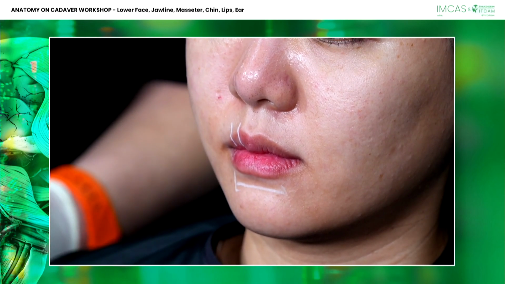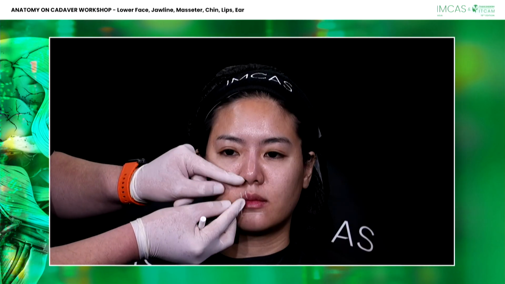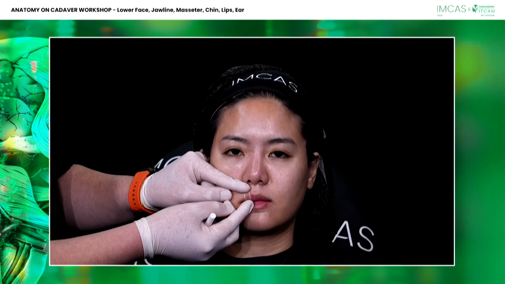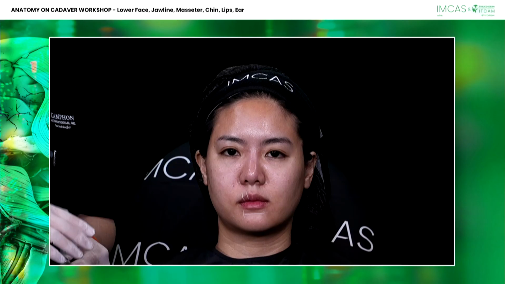If you cannot, what will happen? Many times it will end up like a sausage, or like a worm. So I'm going to show you now how we could use the cannula.